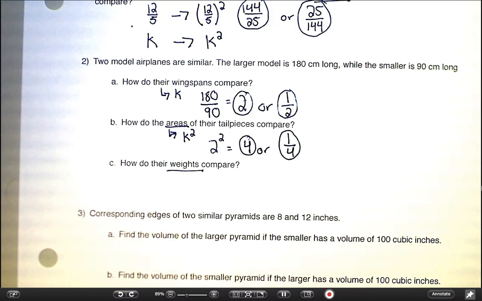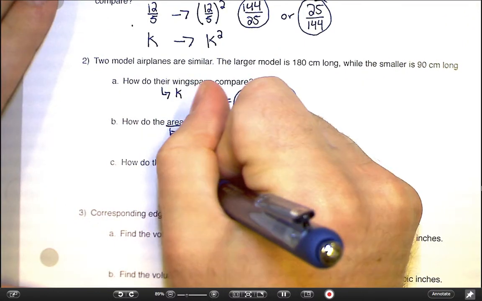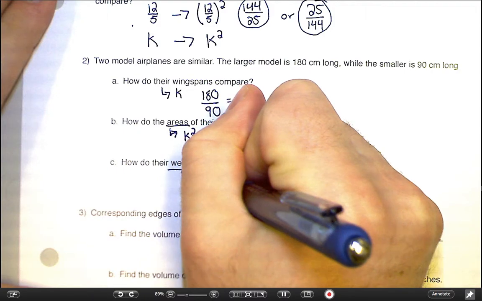We don't want to compare a giant airplane that's made out of metal versus a model that's made out of foam. Those weights are then going to have other things involved. But as long as we're using the same materials, which these are both models, so we can assume that they're made out of the same thing, we are free to compare them using those volumes. So weight here is going to really refer to volume.